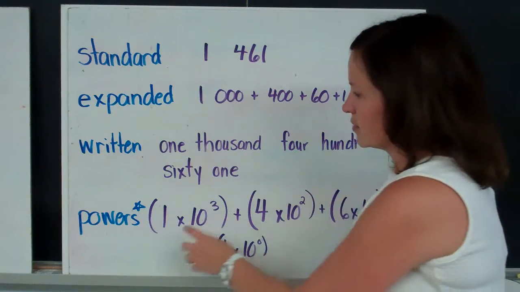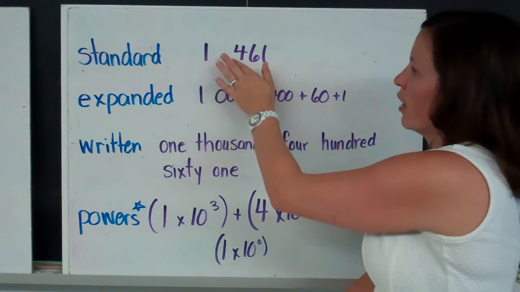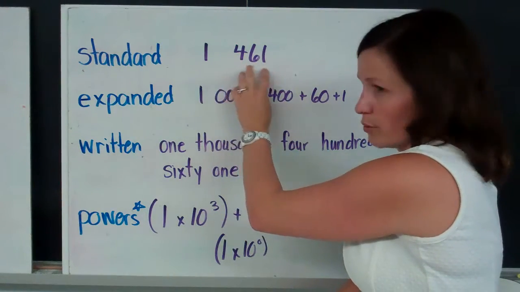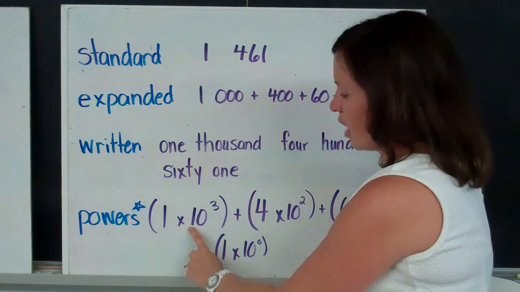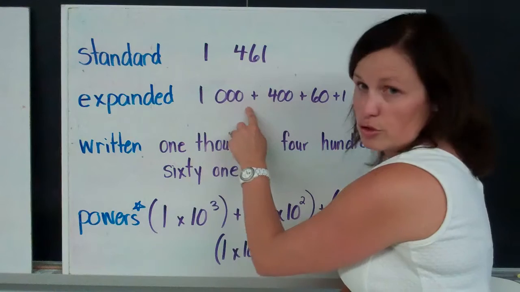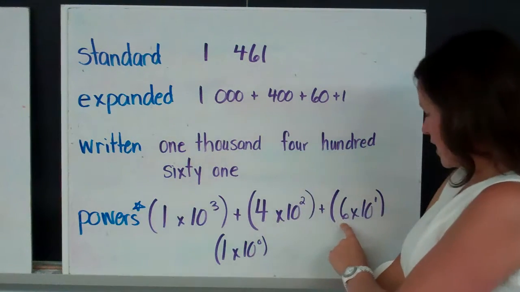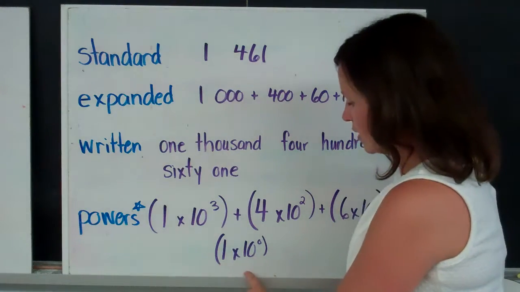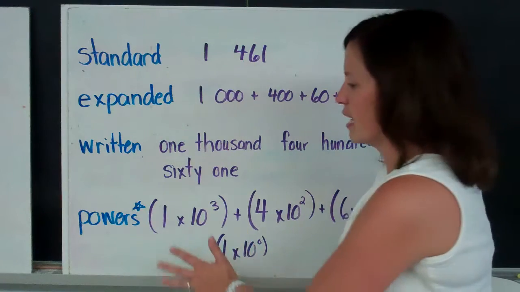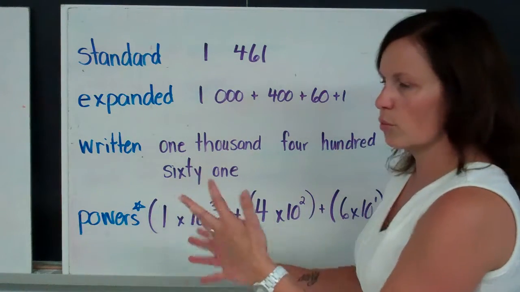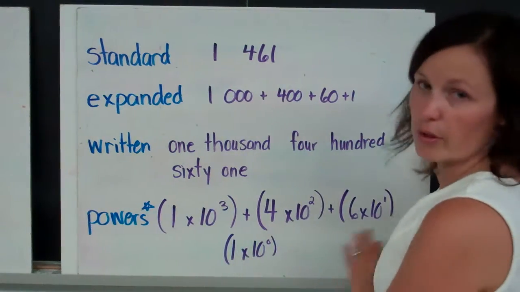So you write each digit times 10 to the power of what place it's in, how many zeros there would be after it. So the 1 would be 1 times 10 to the power of 3. There's 3 zeros. 4 times 10 to the power of 2, 6 times 10 to the power of 1, and 1 times 10 to the power of 0. Don't worry about this, it's not a grade 7 concept, but if you want to learn something new or go on an extension, writing it with powers could be that.